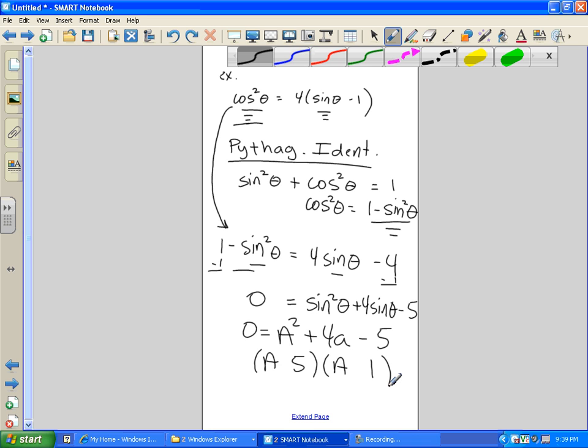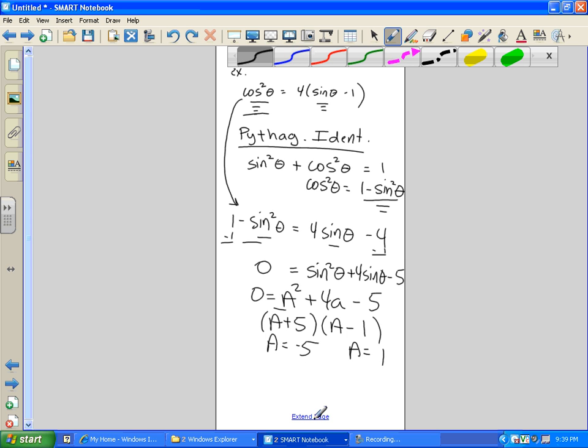Right? And notice, I don't have to split this one here. I didn't have a leading coefficient, so it wasn't necessary to split 4A. All right, signs are going to be different, and it'll be plus 5 and minus 1. So now we'll get A to be equal to negative 5 and A to be equal to positive 1. Now recall, we let A be sine of theta here. And so we're going to get sine of theta equals negative 5 and sine of theta equals 1.